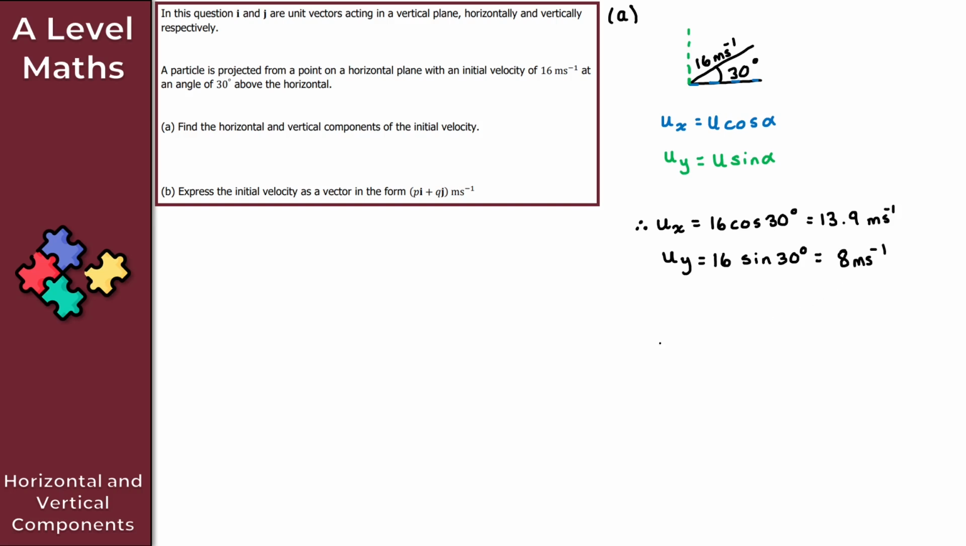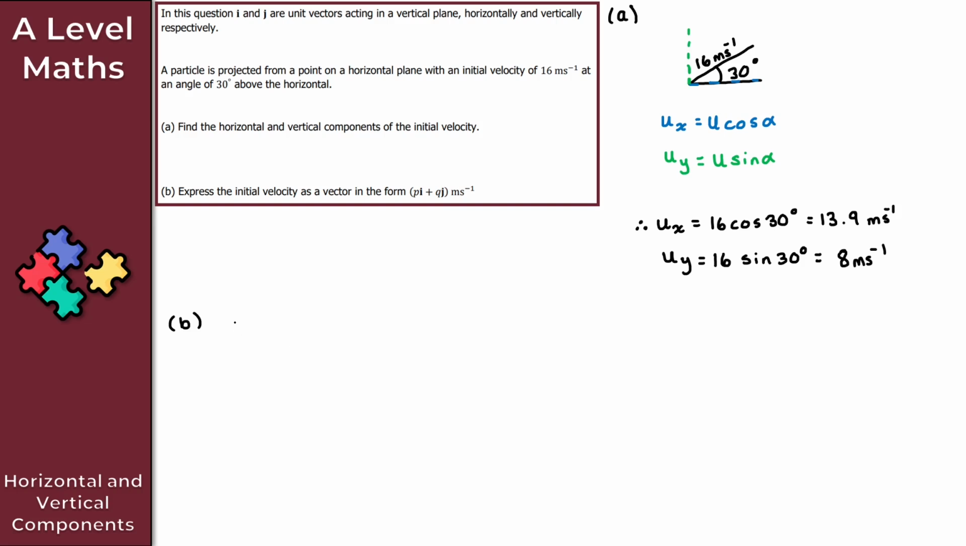Okay. And there we have it. So that gives us the solution there to part A. And then for part B here. So for part B then, nice and straightforward here. It just says express the initial velocity as a vector in the form of pi plus qj meters per second.